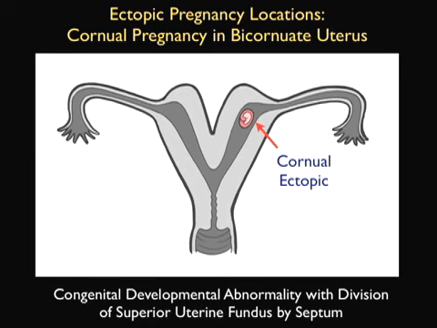Within the rightward limb, we see a cornual ectopic pregnancy located. Unfortunately, there's not enough room here to accommodate full growth of a pregnancy, and these can rupture, albeit at a later gestational age than a normal ampullary ectopic pregnancy, but can cause a great deal of hemorrhage as a result of vascularity of the uterus.